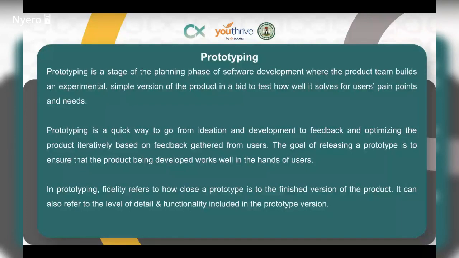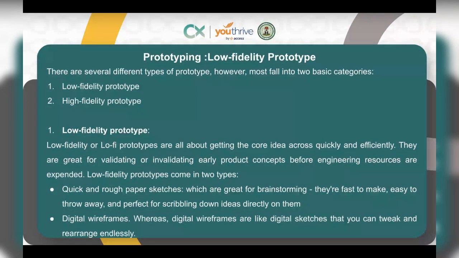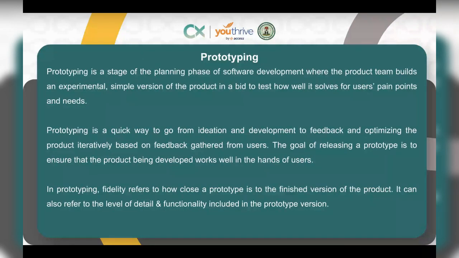So in prototyping, there's something called fidelity, right? And fidelity refers to how close a prototype is to the finished version of the product. So this is why I said there are different types of prototype. The types of prototype are low fidelity and high fidelity, which is why I was explaining what fidelity means. And fidelity is essentially just how close a prototype is to the finished version.